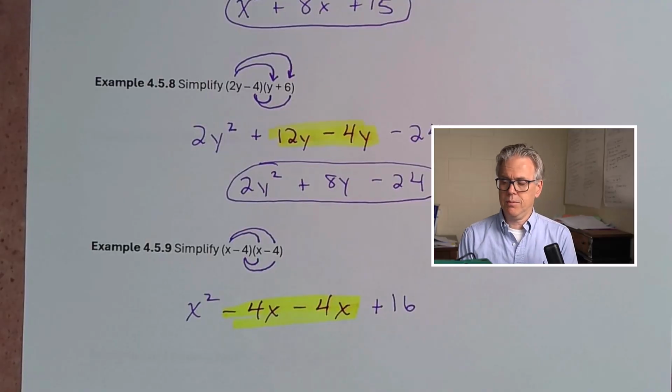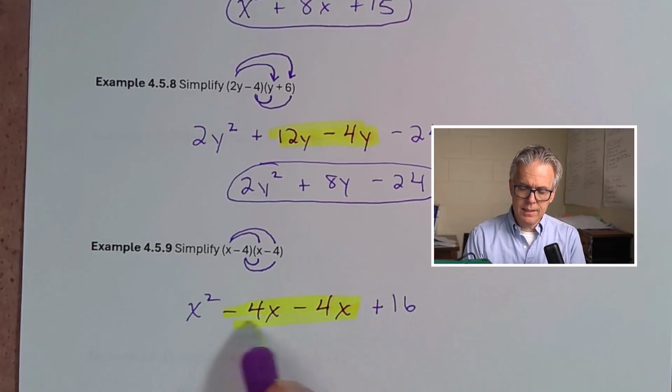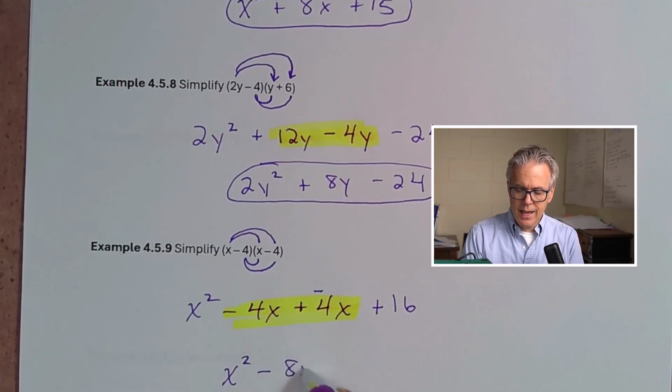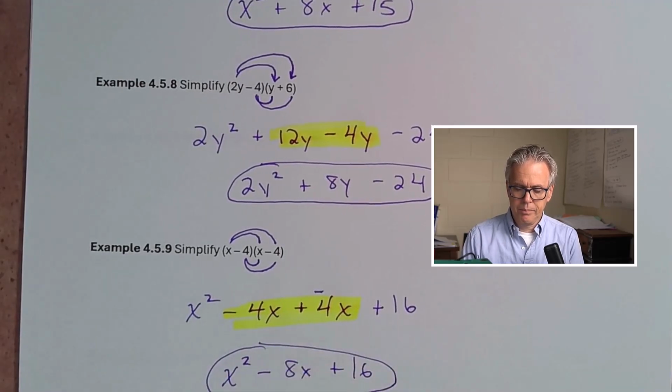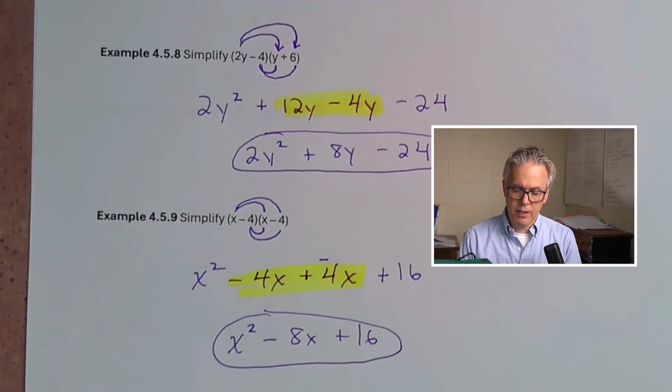Be careful on this one. This one's highly missed. Students will cancel those. But remember, this is a negative 4x plus a negative 4x. So this is going to be x squared minus 8x plus 16. Now, this is actually a special product that we'll look at in the next subsection of this lesson.